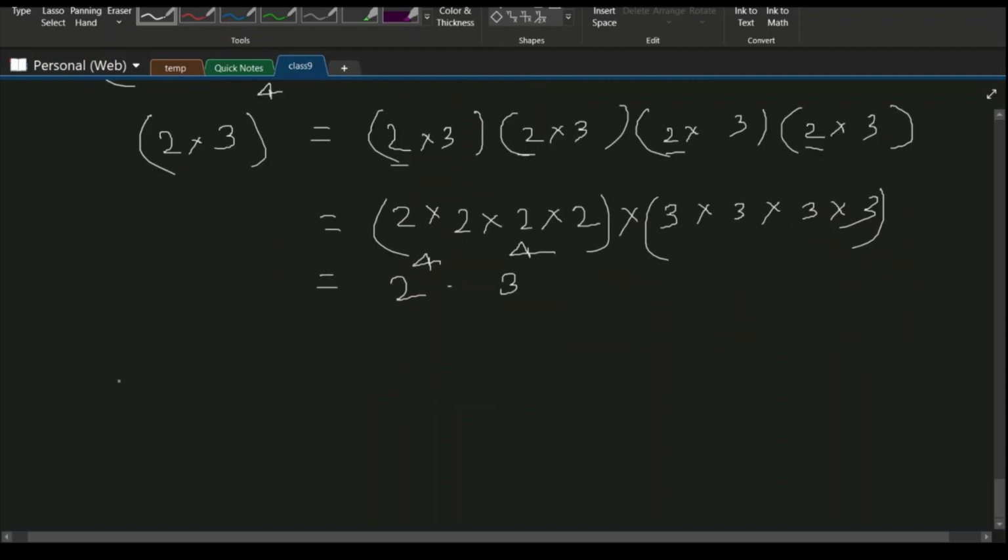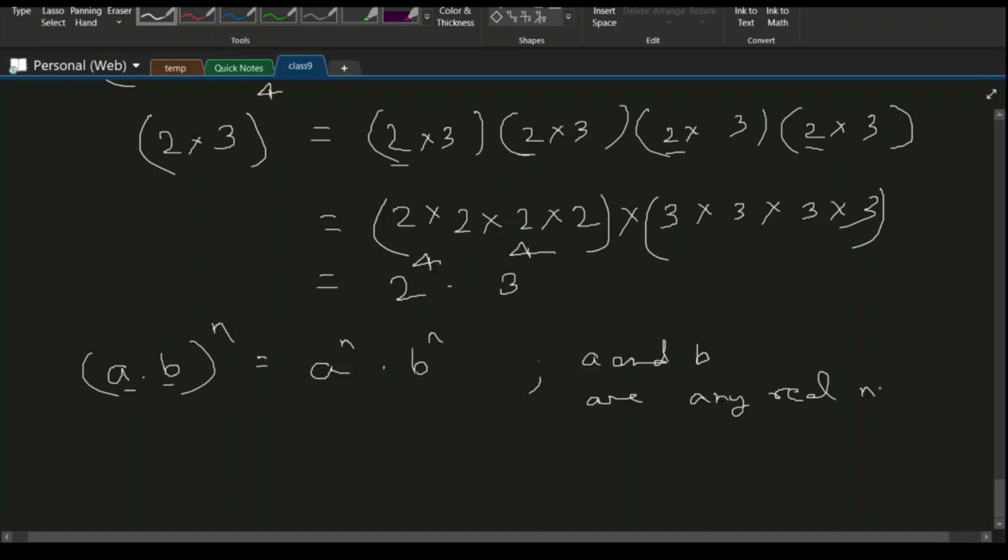So we have this law of exponent: (a times b) to the power n. The power gets distributed across all the numbers in the bracket, so it becomes a to the power n, b to the power n. And this is again for a and b any real number.